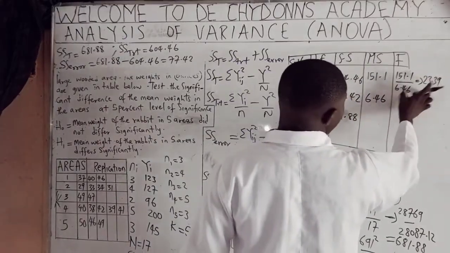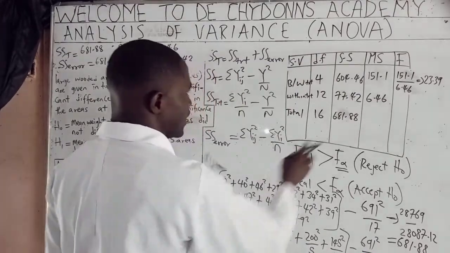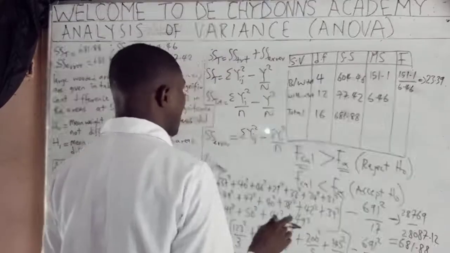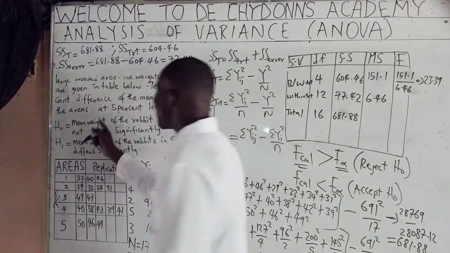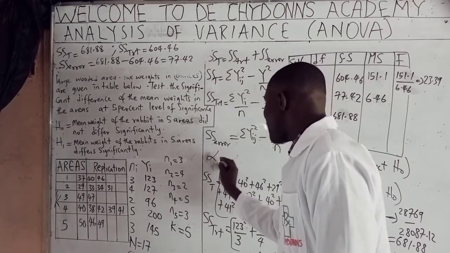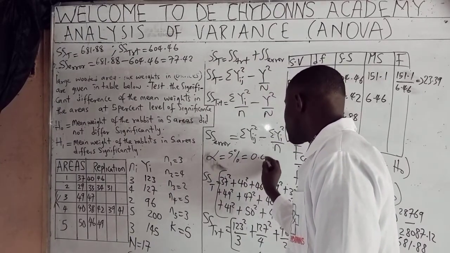So this over this is this. This is taken to be calculated F value. F calculated is what we have here. F alpha. Let's get our alpha. Now the question says at 5% level of significance. Alpha 5%. 5% means 0.05.